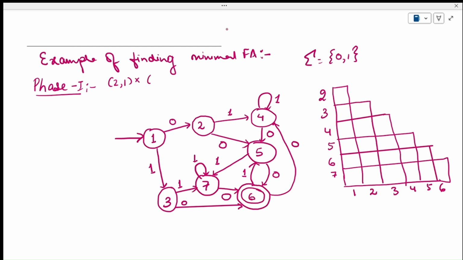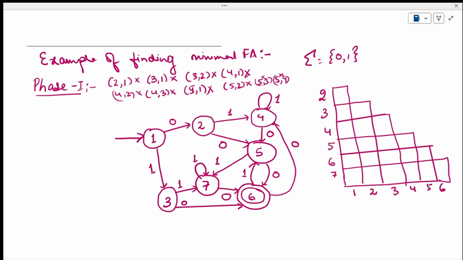Similarly 3 1, both of these are not accepting, so we will not mark it. 3 2, both non-accepting, not marked. 4 1, both 4 and 1 are non-accepting, so not marked. 4 2 and 4 3 are not marked for the same reason. 5 1, 5 2, 5 3 and 5 4 are also not marked in this phase because both states in each pair are non-accepting.